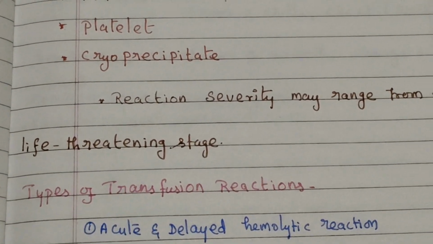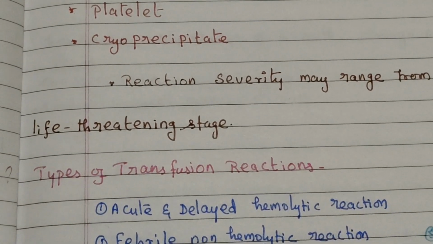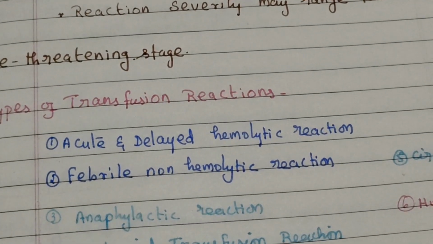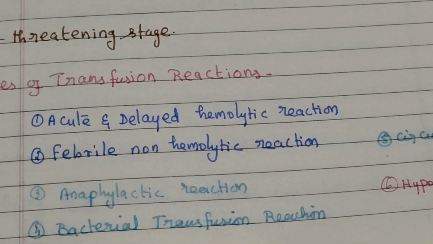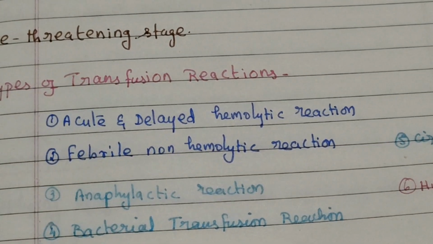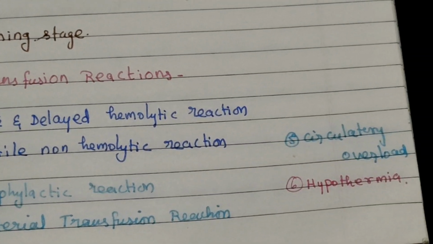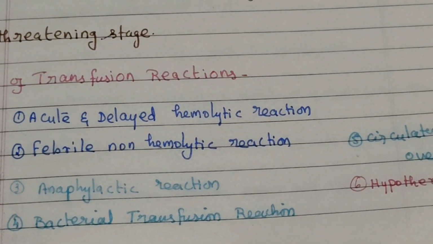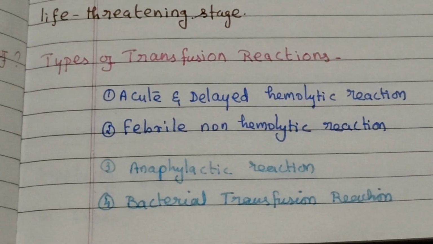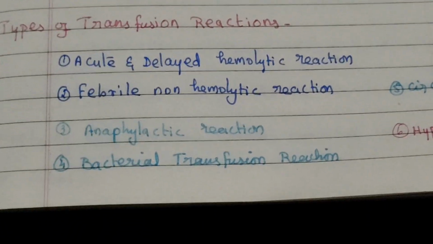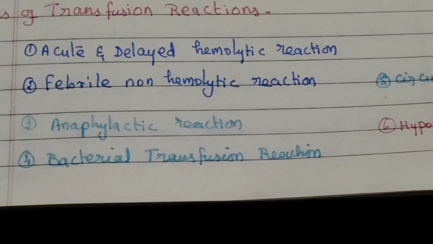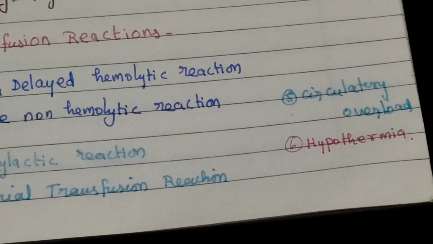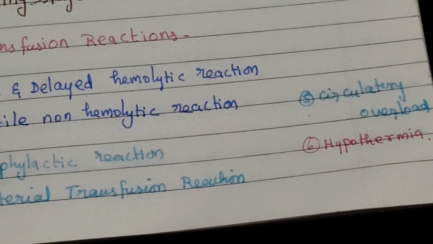What are the types of transfusion reaction? Acute and delayed hemolytic reaction, febrile non-hemolytic reaction, anaphylactic reaction, bacterial transfusion reaction, then circulatory overload and hypothermia. So these are the six types of transfusion reaction we want to discuss one by one.